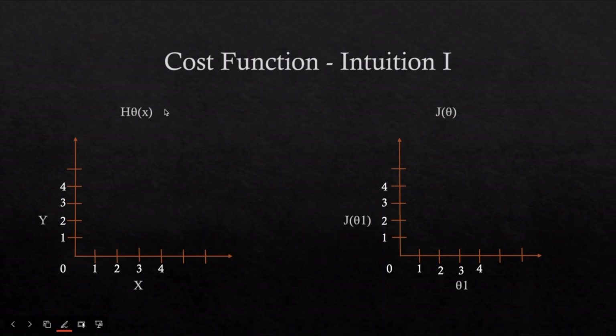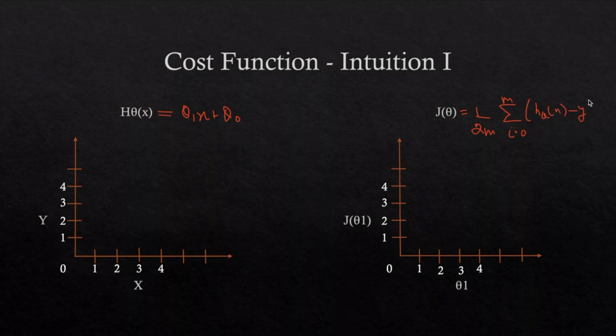So here, as we know, h of theta x equals theta 1 x plus theta 0, and the J of theta function equals 1 over 2m, summation i equals 1 to m, of h of theta x minus y to the power 2, and here the i will come. Also in the x there will be an i.